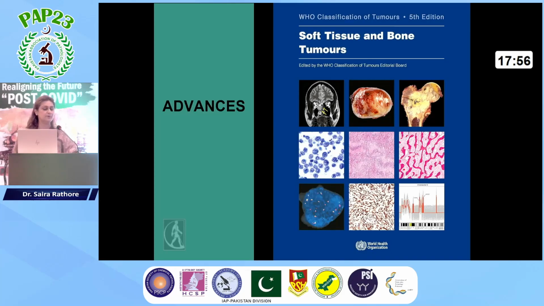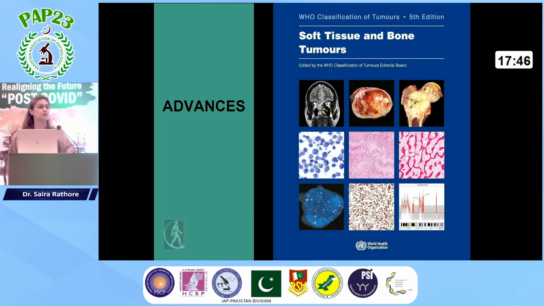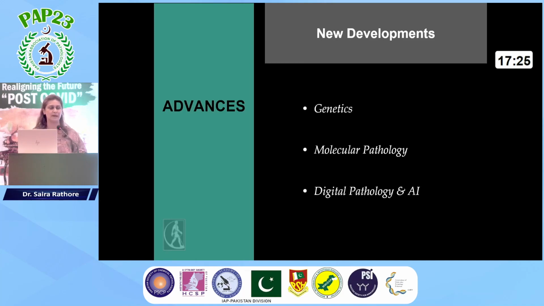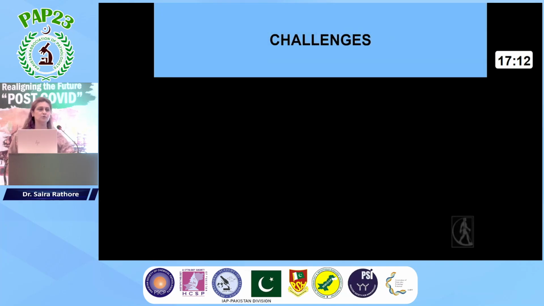This is the WHO classification of soft tissue and bone tumors, the fifth edition, which we are all very much aware of. All this was aimed at producing a pathological report which can be translated into a better management-oriented report, and that led to the basis of personalized medicine. The WHO classification continues to evolve as new genetic abnormalities are identified, with advances in the fields of molecular pathology, digital pathology, and artificial intelligence. We are also aware that with new advances come new challenges.